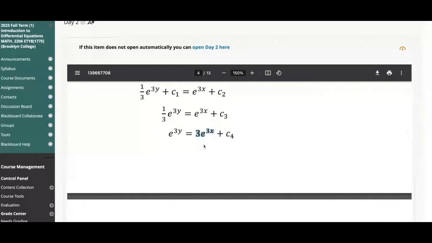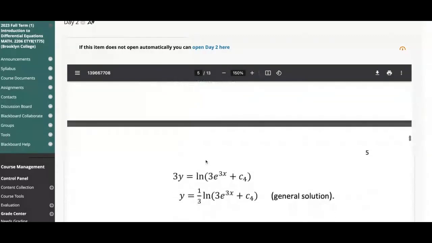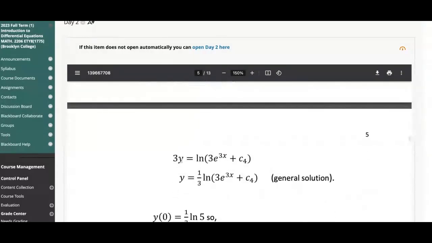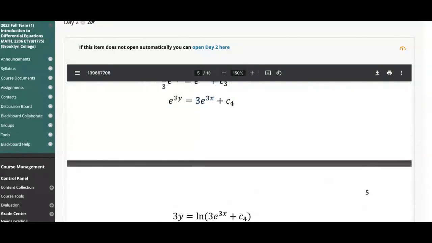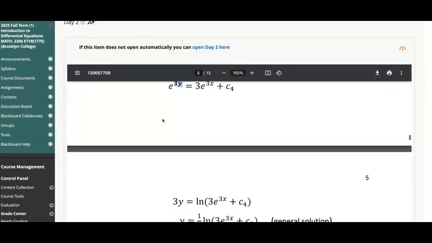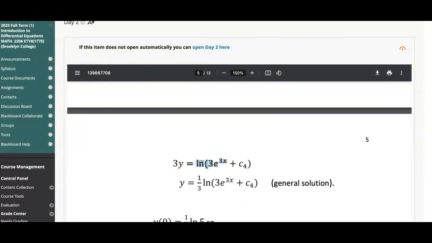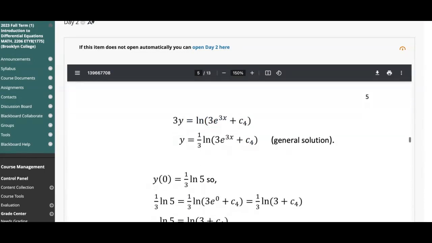So we rewrite this equation. We take ln on both sides. So we have 3y equals ln of 3e to the 3x plus a constant. Divided by 3 on both sides, so we get y equals 1/3 of ln of this term. So that's our general solution.